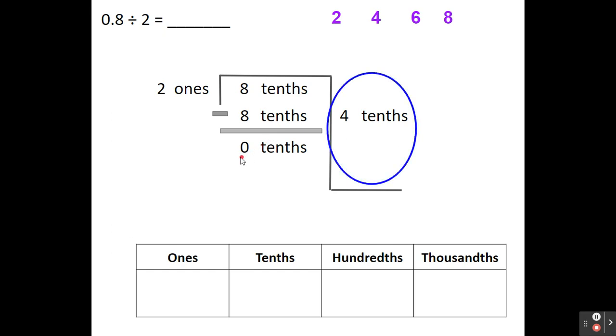Everything to the right is going to be our answer. So to the right of our division symbol, it says 4/10. Let's rewrite this in standard form. We're going to place a 4 in the tenths place and a 0 in the ones place. Remember, the decimal point always goes between the ones and the tenths place. So our answer to 8/10 divided by 2 is 4/10.